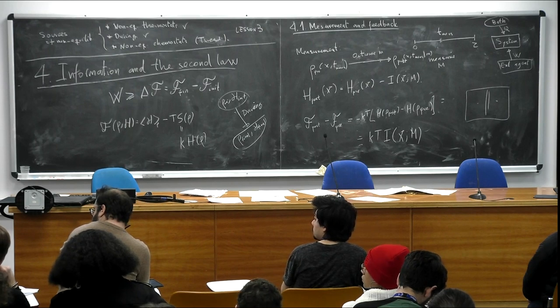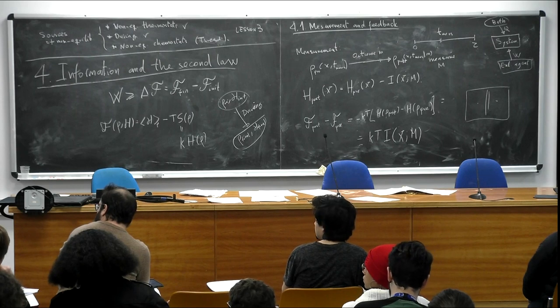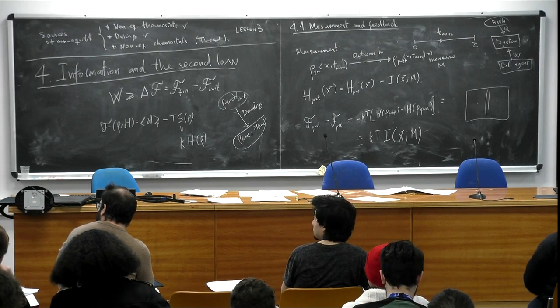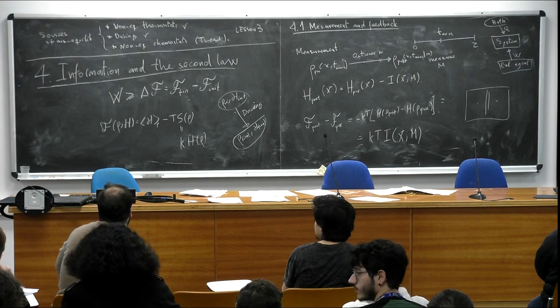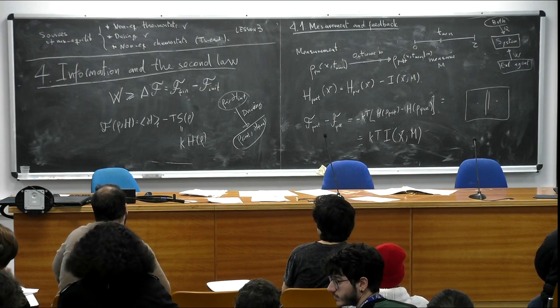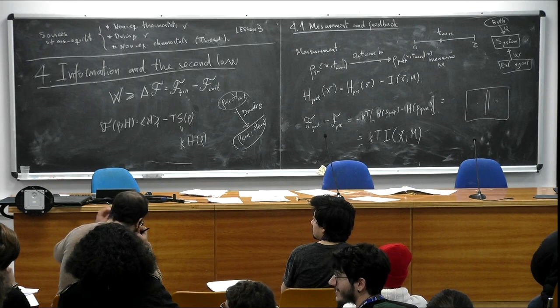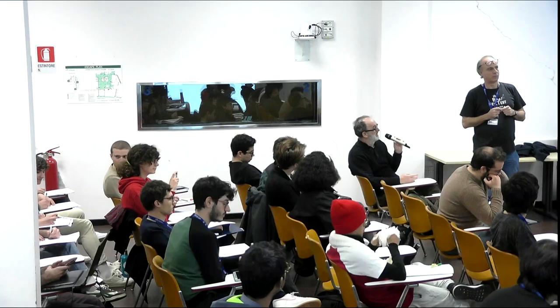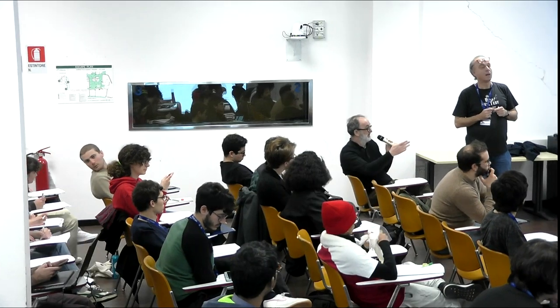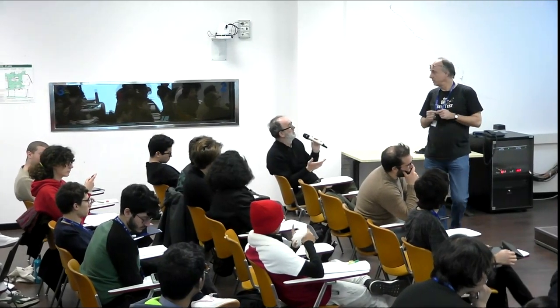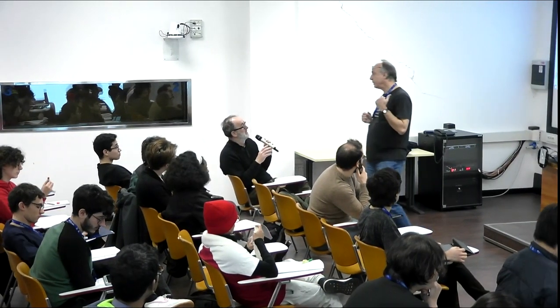So any measurement is expected to decrease the entropy. This mutual information is how much I expect to learn before the measurement. But after the measurement, the state M can be... In a single case. Yeah, this is in average. Yeah.